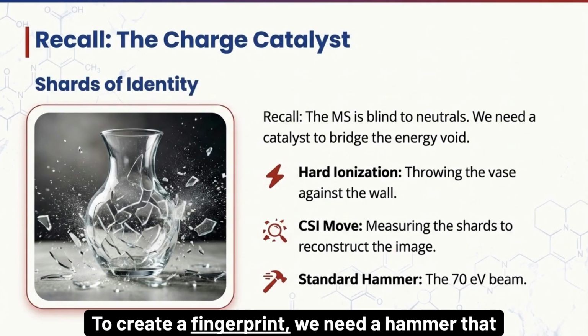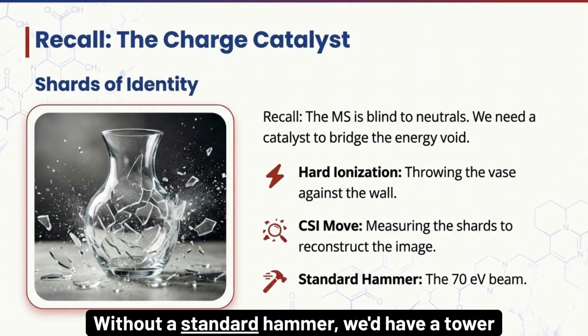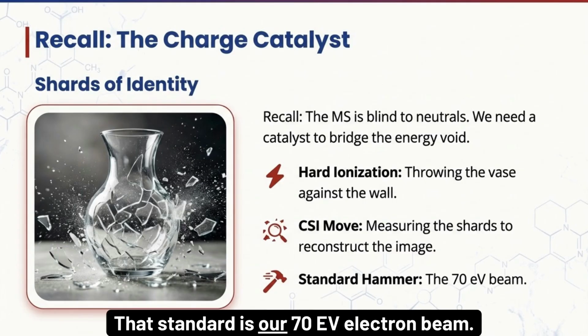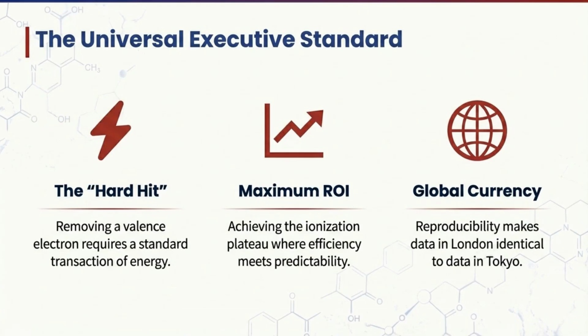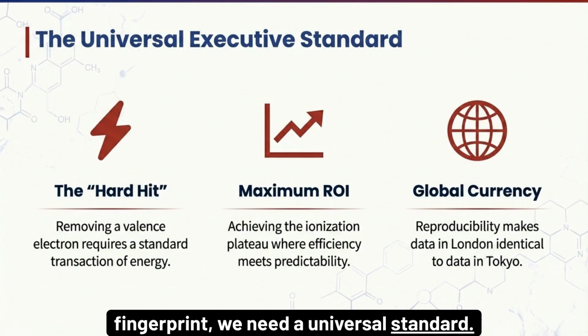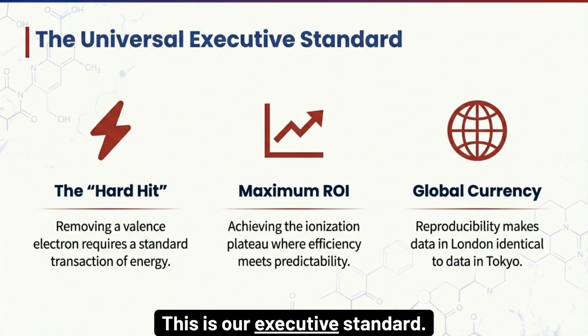To create a fingerprint, we need a hammer that hits with the same force every time. Without a standard hammer, we'd have a Tower of Babel situation where no lab understands another's data. That standard is our 70 eV electron beam. If we're going to use fragmentation as a fingerprint, we need a universal standard. That weight is exactly 70 eV. This is our executive standard.